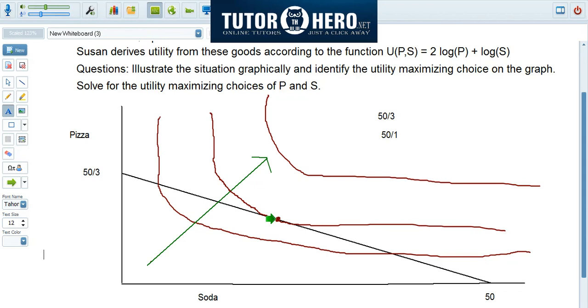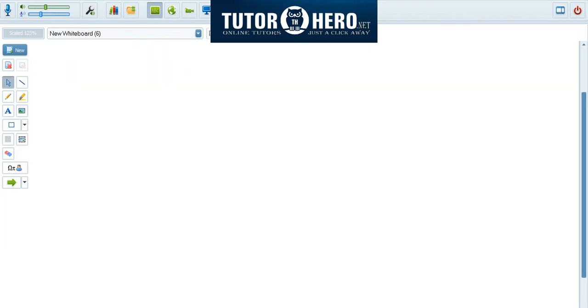So let me retype our utility function here because we're going to need that. It was 2 log p plus log of s. And let me also retype the budget. The budget was $50, the price of pizza is $3, and the price of soda is $1.